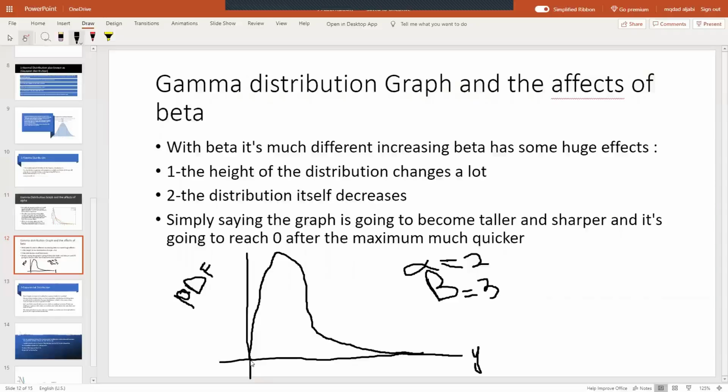As we can see here, it starts from 0, going up fast at the top of the distribution, and then going down faster and going to 0 much quicker than the other drawings. Here, as you can see, it's a tall peak. It's a taller drawing, much sharper, and it's going to reach 0 after the maximum much quicker.